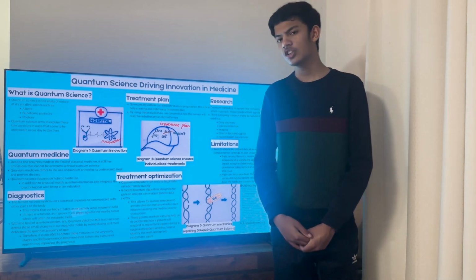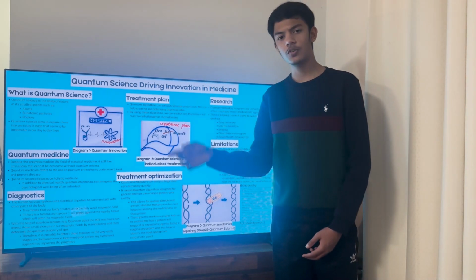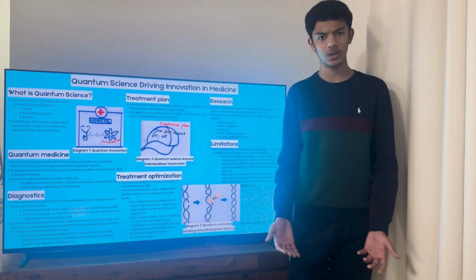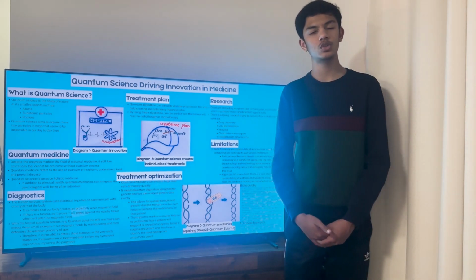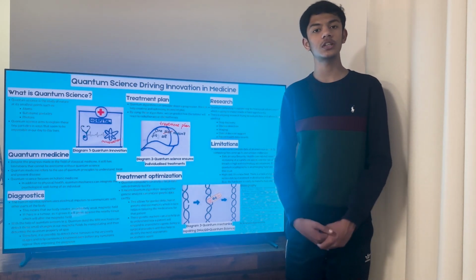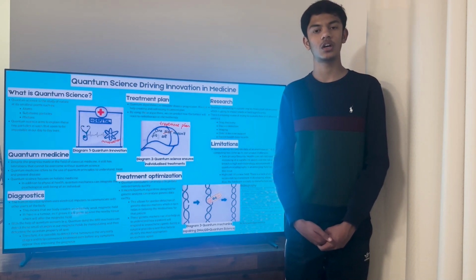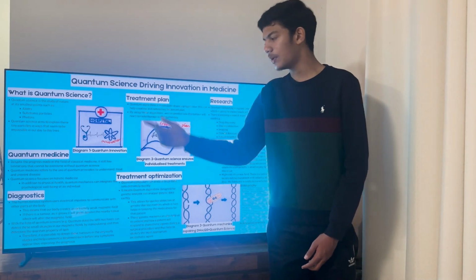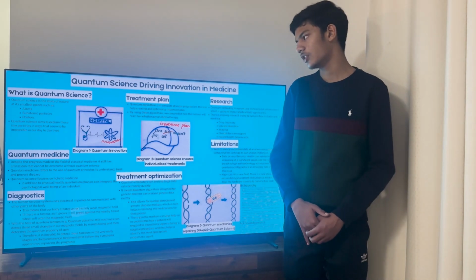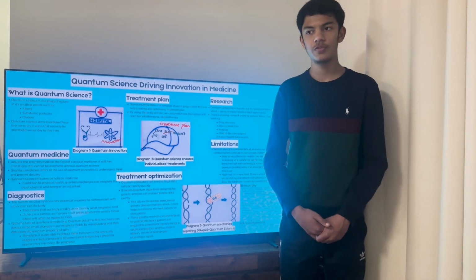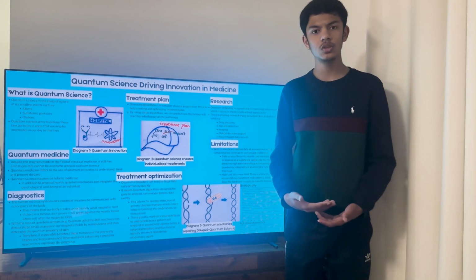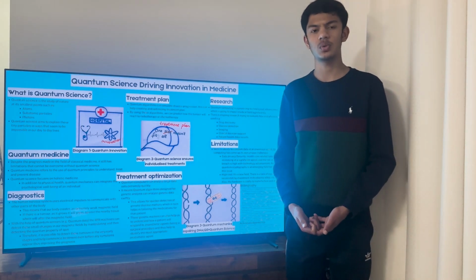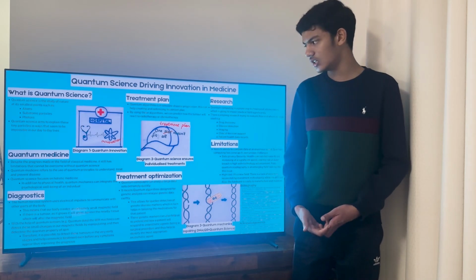many lives. Now, let's move on to how we can use quantum science for treatment plans and optimizing those treatment plans. First, I have to mention what a quantum computer is. A quantum computer is a computer that uses quantum technology such as qubits in order to process information much faster than a classical computer could do. Now, these quantum computers use quantum algorithms, and with these quantum algorithms, we can simulate disease progression, which allows us to figure out where a disease will spread to next. This is useful specifically for treating cancer, as cancer behaves differently with everyone as it is a genetic disease.